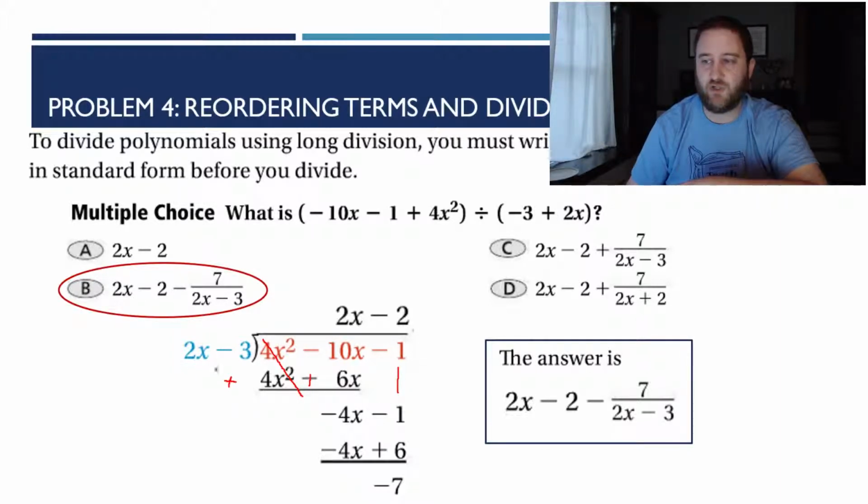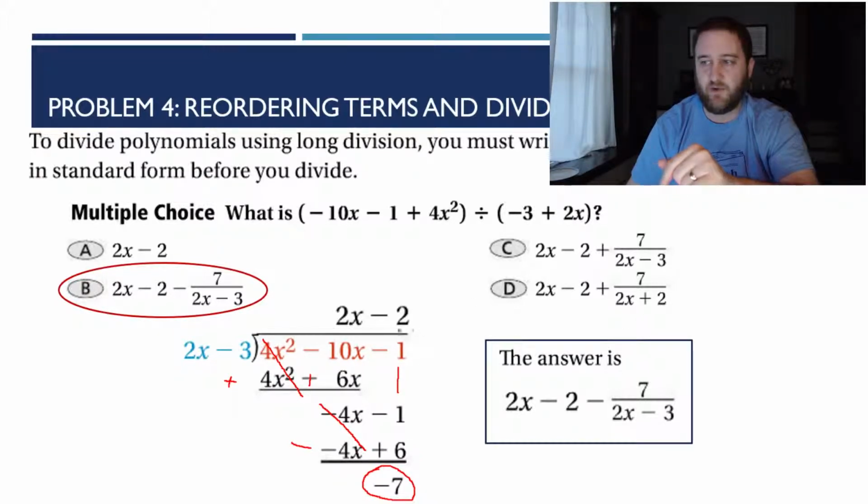How many times does 2x go into negative 4x? That's negative 2 times. Then you'll distribute again. Negative 2 times 2x minus 3 is going to give you negative 4x plus 6. These cancel out when we subtract. Negative 1 minus 6 is negative 7. So that means we're going to have a remainder in this problem.